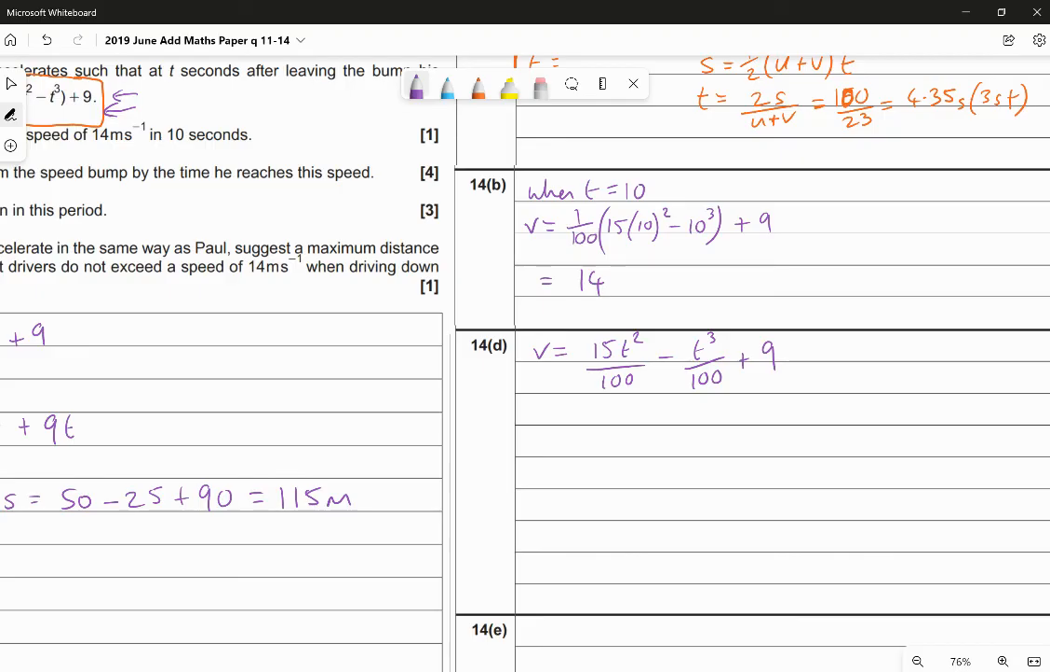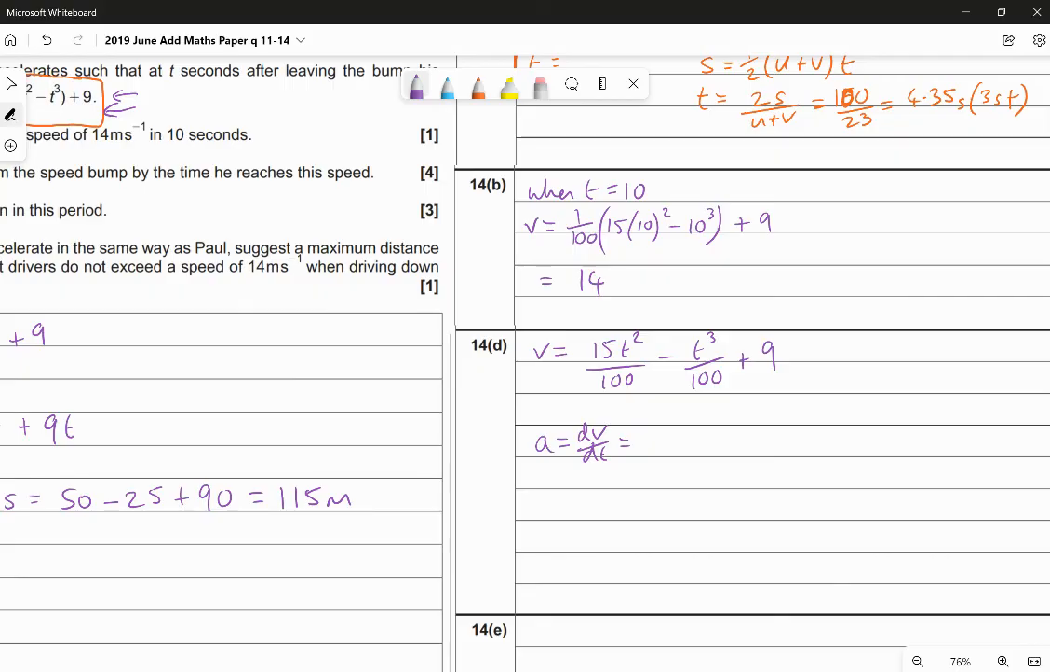If I know my velocity in terms of t, then my acceleration will be the derivative of my velocity. Acceleration is the rate of change of your velocity with respect to time. It is dv by dt. So all I need to do is differentiate velocity with respect to time, and I've got acceleration.